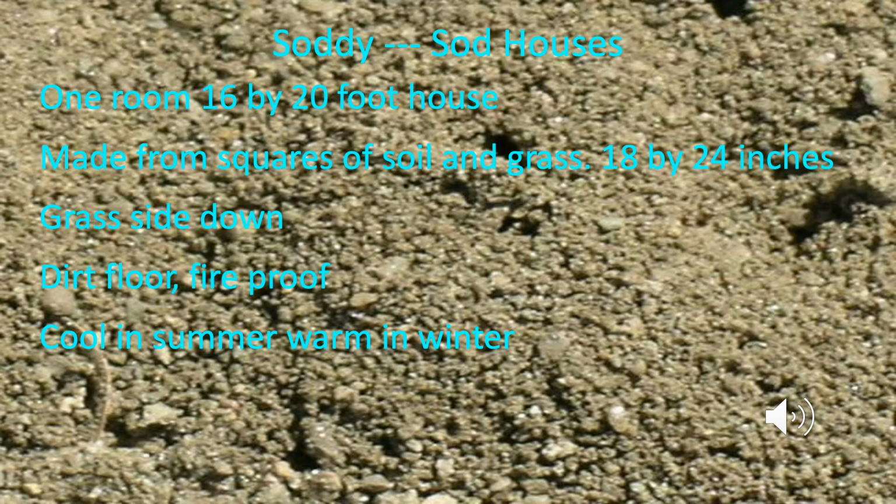They would stack these building blocks with the grass side down and the root side up. And they would make their house that way. The house had a dirt floor and it was fireproof, which was very important because when you live in a grassland and it gets really dry, fires are very dangerous. The soddy was cool in the summer and warm in the winter.